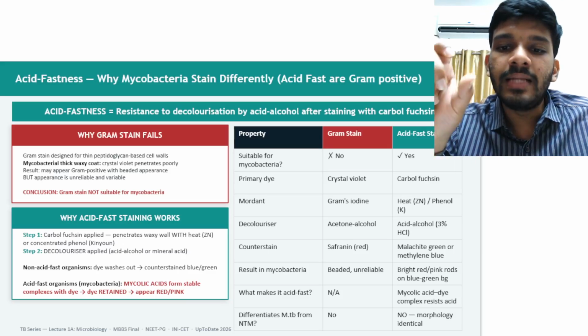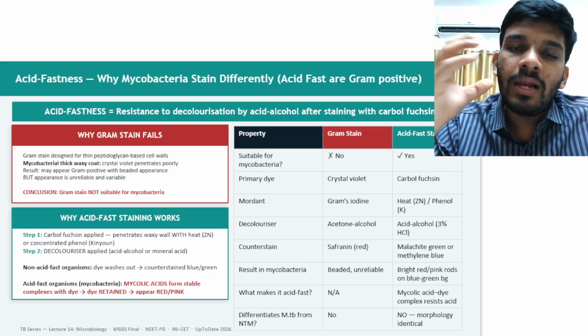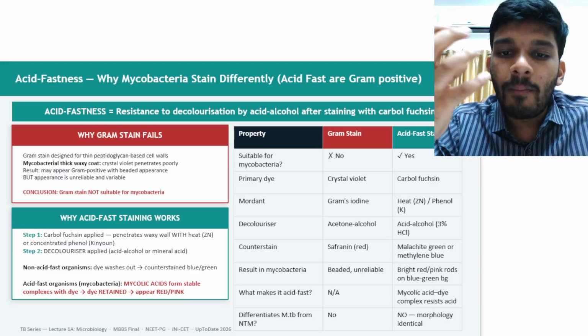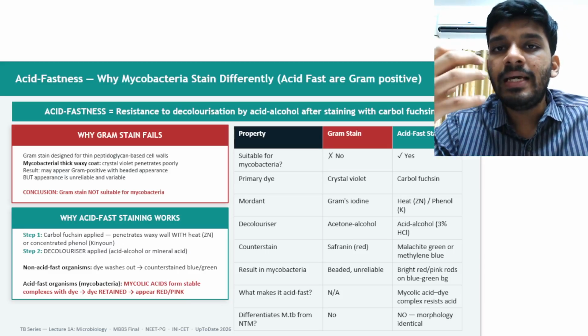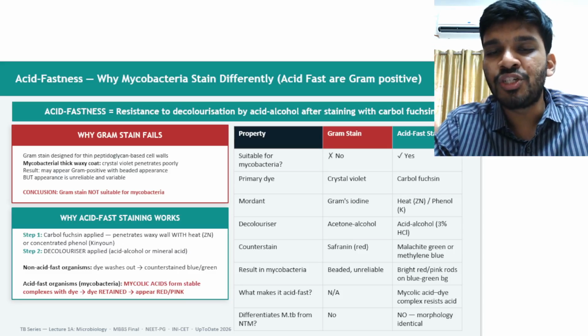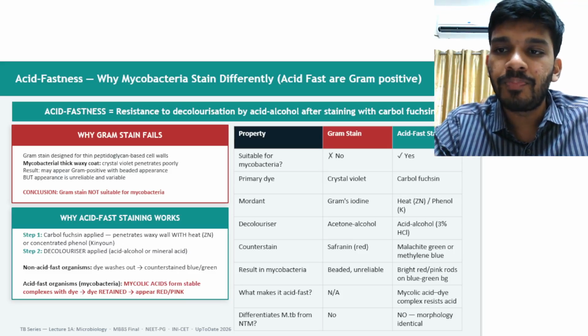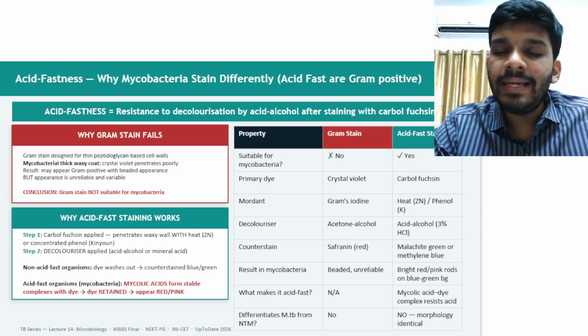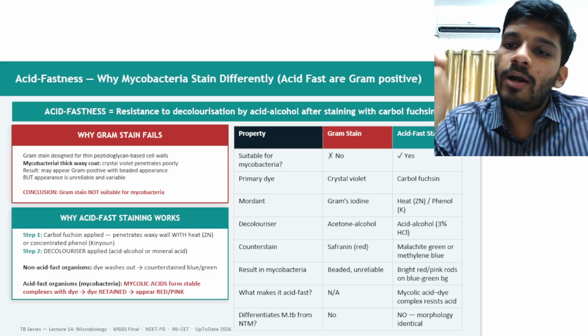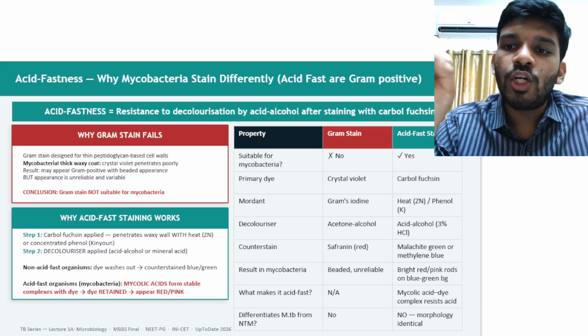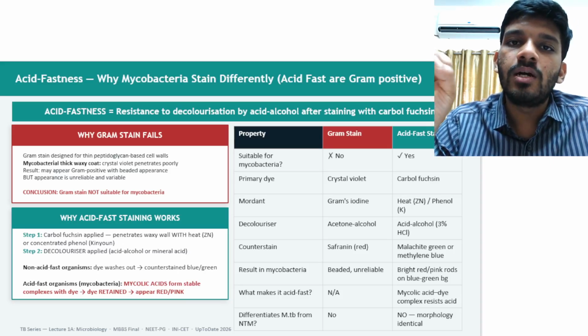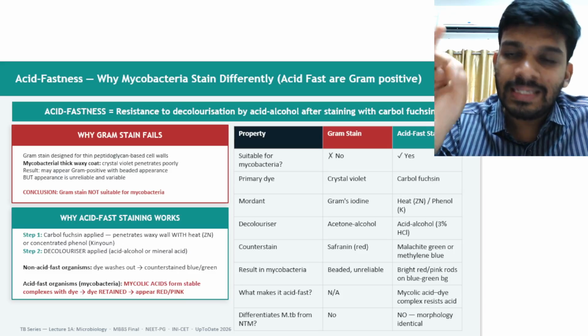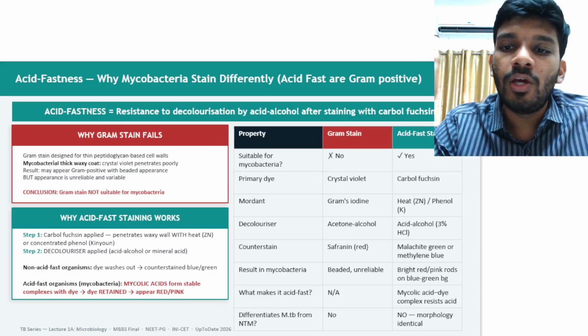Whereas mycobacteria, their characteristic is that mycolic acids are present, so they form a complex with the dye and it remains even after doing decolorization. So these organisms will appear red or pink. Okay. So the important thing is the dye here is the carbol fuchsin. The mordant here is either heat or phenol, depending on whether you are using the hot or cold method, which is Ziehl Neelsen and modified Ziehl Neelsen or Kinyoun staining.